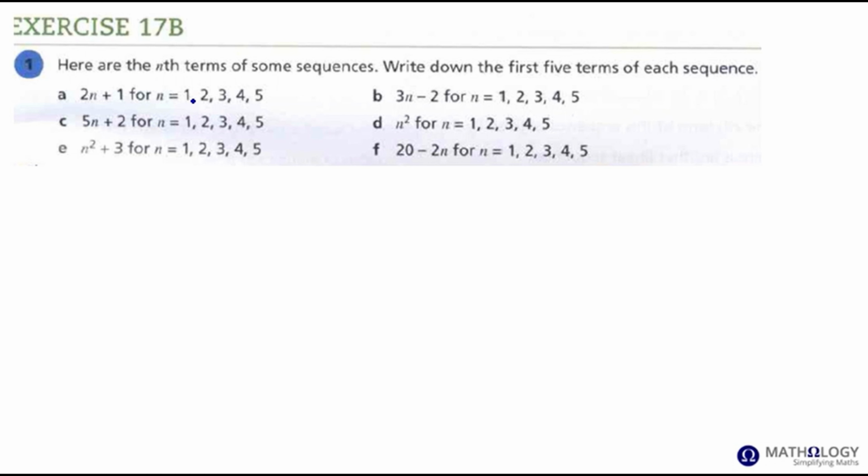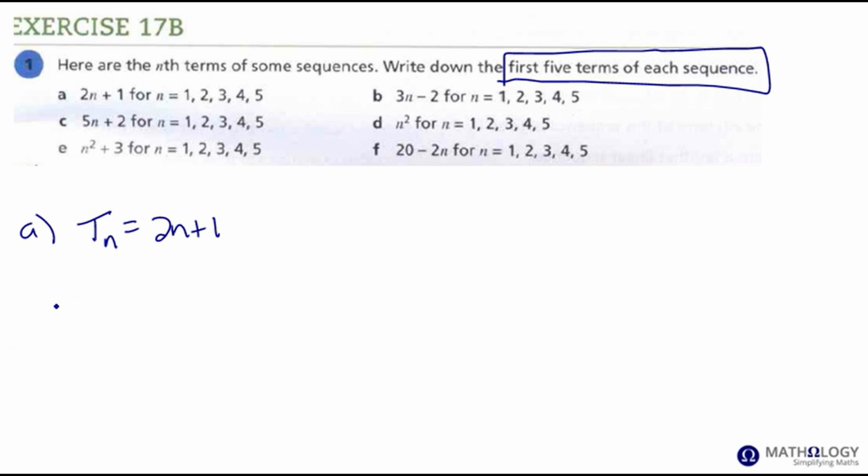In this exercise, we're given the nth term of some sequences. We're required to write down the first 5 terms of each sequence. Okay, so the nth term is generally written as term n. So term n is 2n plus 1, for n equals 1, 2, 3, 4, 5. Now they're asking for the first 5 terms of each sequence.